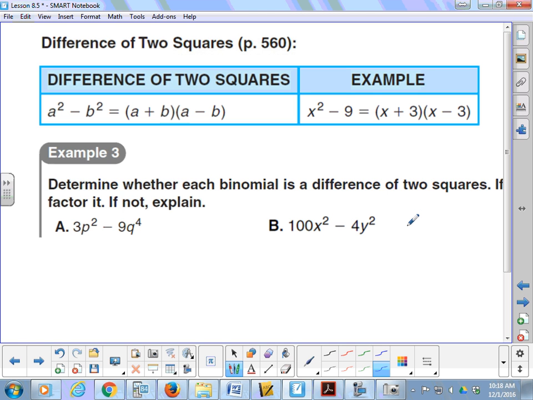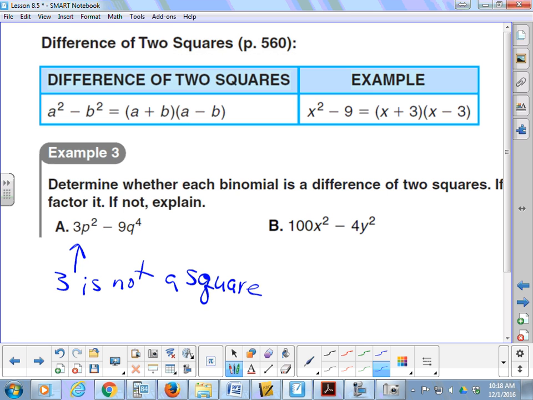Okay, Leah, how about letter A? Is that a difference of two squares? No. Why not? Because 3 is not a square. So this is not the difference of two squares.